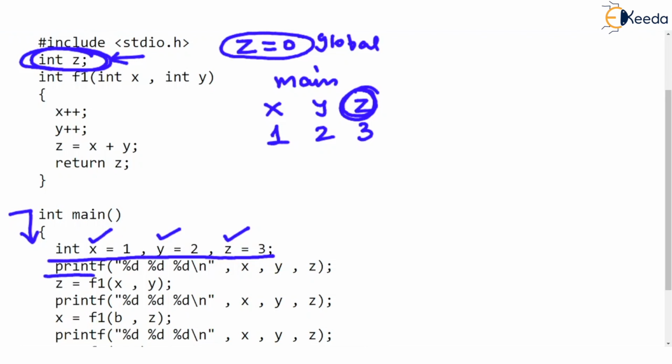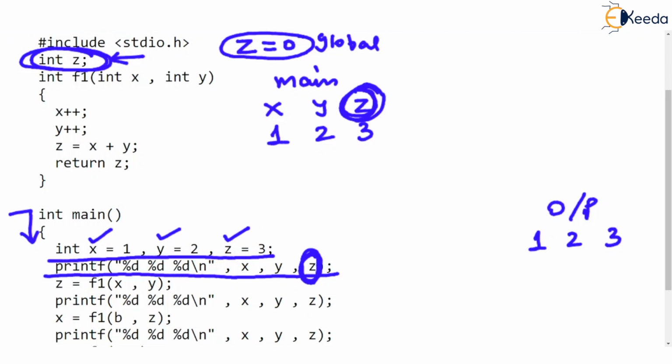Let's look at the next line of main which I am underlining. This is printing x, y, z. So the first output will be 1, 2, 3. I hope you understand that main is interested in printing z and main has its own z. So recall, it will not print the global z. It won't print 0, but main says that I want to print z and I have z equal to 3. So the output will be x is 1, y is 2, and z is 3.